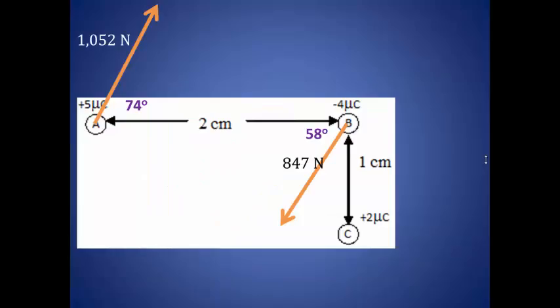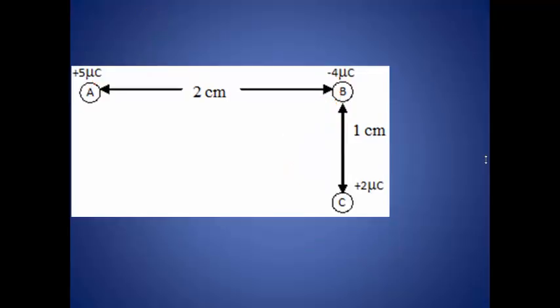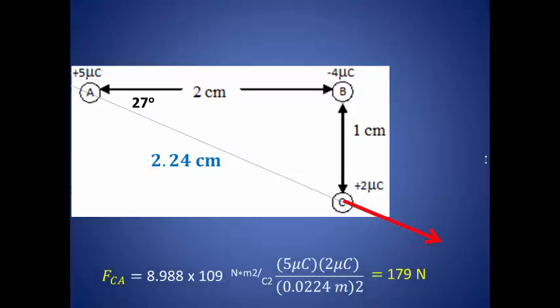Now we can compare the net force acting on particle A and particle B before finally moving on to particle C. Particle C is being affected by the force from particle A along the same path, at the same angle that particle A was affected by it. We've already determined that angle to be 27 degrees and that distance to be 2.24 centimeters, so we don't have to go through all of that again. And since the two charges are the same, the force will be a repulsive one felt by particle C along that path with a magnitude of 179 newtons.